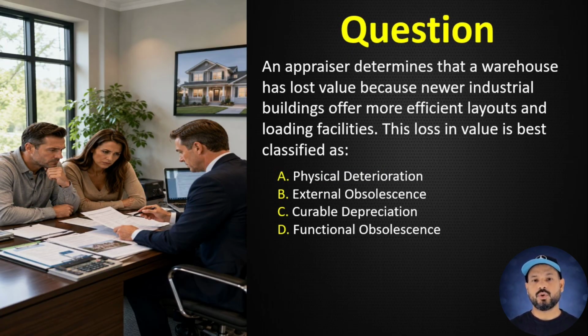Question number 34. An appraiser determines that a warehouse has lost value because newer industrial buildings offer more efficient layouts and loading facilities. This loss in value is best classified as A. Physical deterioration, B. External obsolescence, C. Curable depreciation, D. Functional obsolescence. Correct answer: D. Functional obsolescence. Functional obsolescence results from outdated design or features that reduce value.